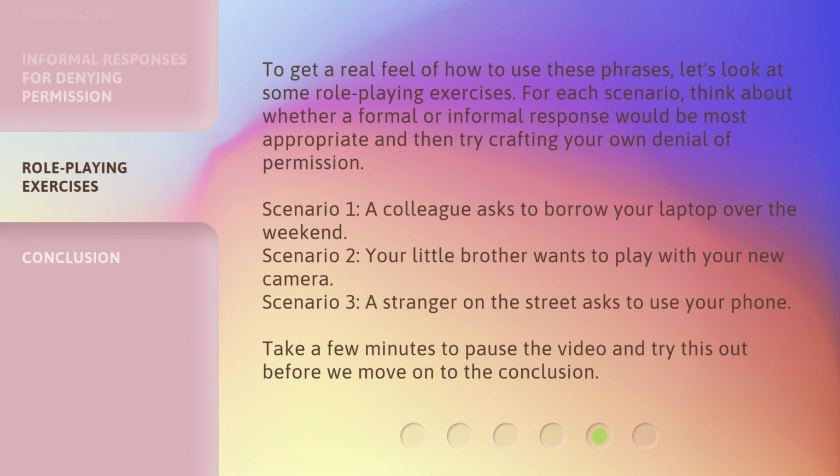To get a real feel of how to use these phrases, let's look at some role-playing exercises. For each scenario, think about whether a formal or informal response would be most appropriate and then try crafting your own denial of permission. Scenario 1. A colleague asks to borrow your laptop over the weekend. Scenario 2. Your little brother wants to play with your new camera. Scenario 3. A stranger on the street asks to use your phone. Take a few minutes to pause the video and try this out before we move on to the conclusion.